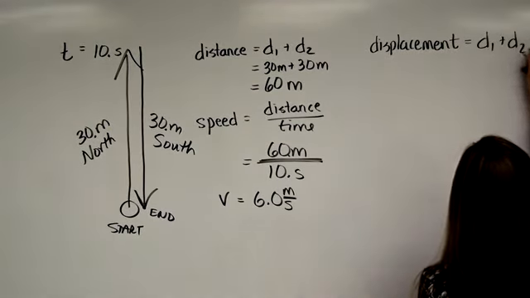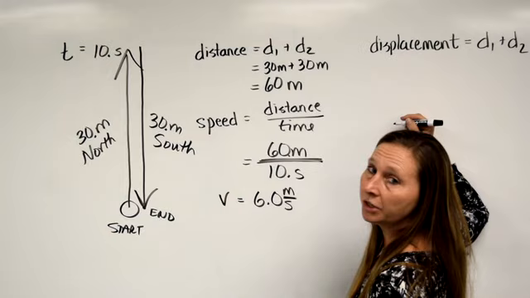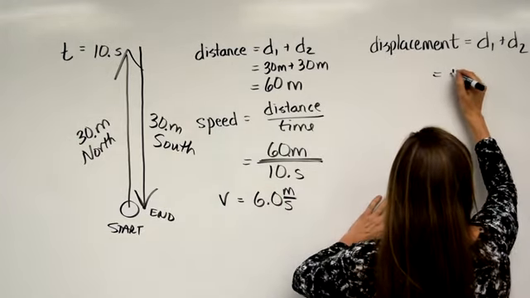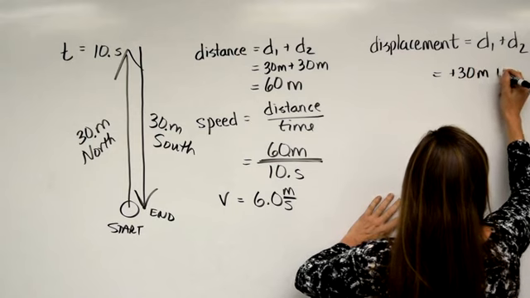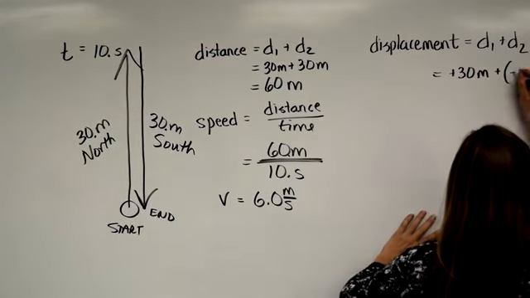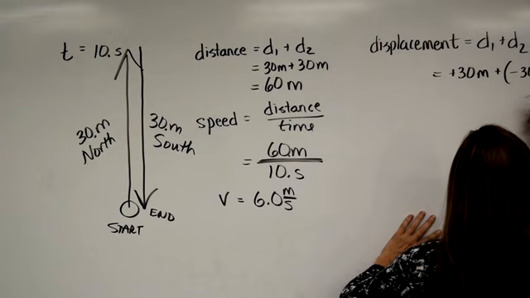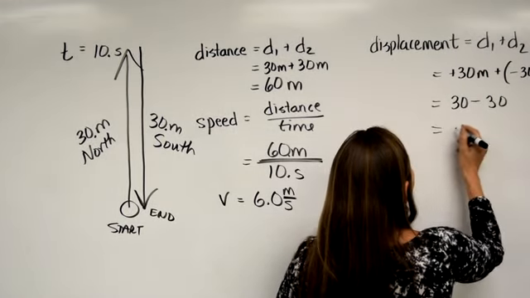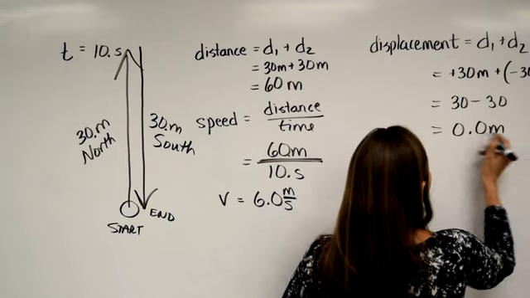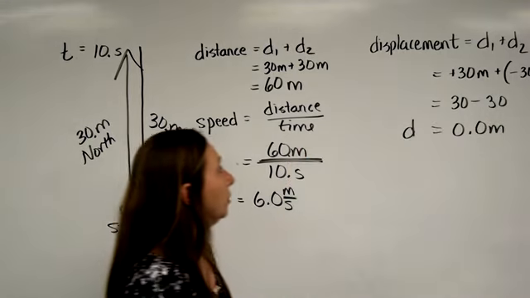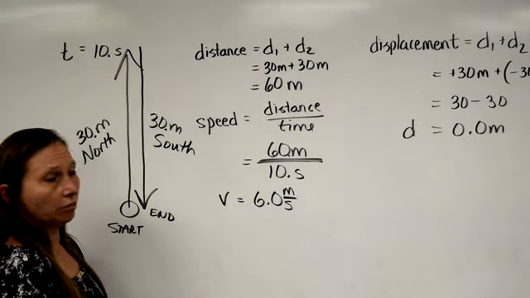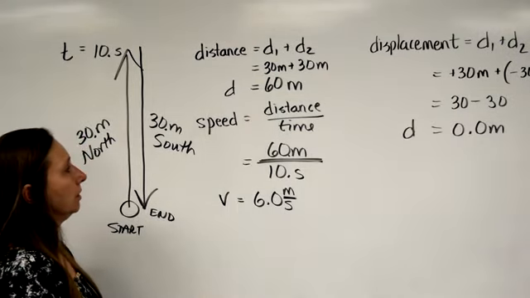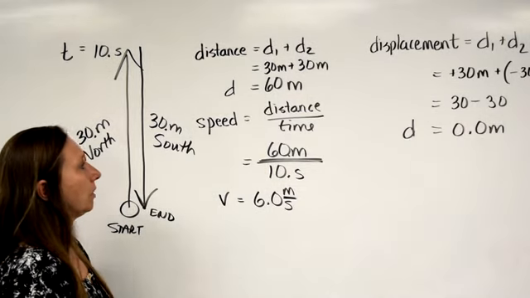Again, d1 plus d2, but south is negative. So north is positive 30 meters plus south is negative 30 meters. So what you've really got is 30 minus 30. Your displacement is 0. Your distance here is 60, but your displacement is 0.